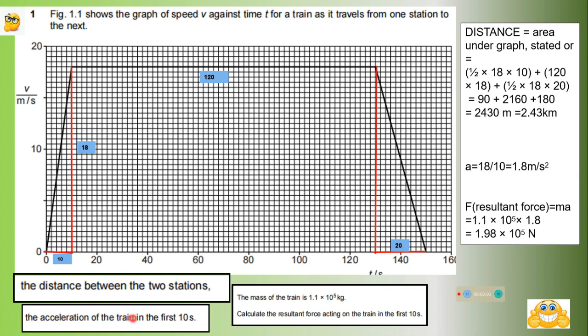The acceleration of the train in the first 10 seconds we have to calculate. The acceleration is the slope of the speed time graph. So for the first 10 seconds the graph is shown by this straight line sloping up. It represents steady acceleration, and acceleration will be the gradient. So the gradient we have calculated here. It is 1.8 meters per second squared. The mass of the train is given. Calculate the resultant force. Force is mass multiplied by acceleration. So the answer is 1.98 times 10 to the power 5 newtons.